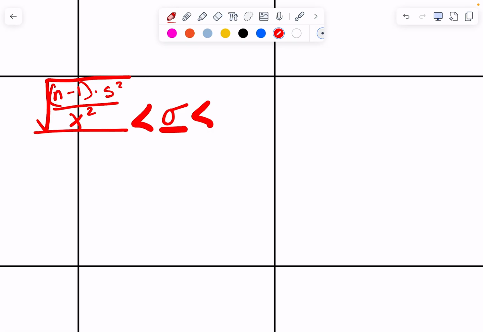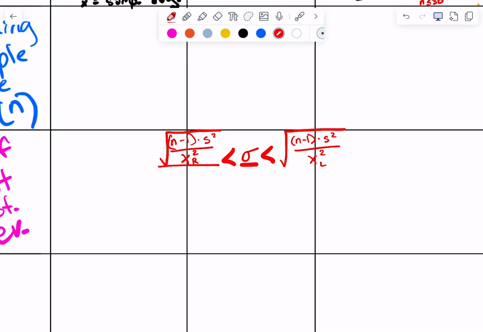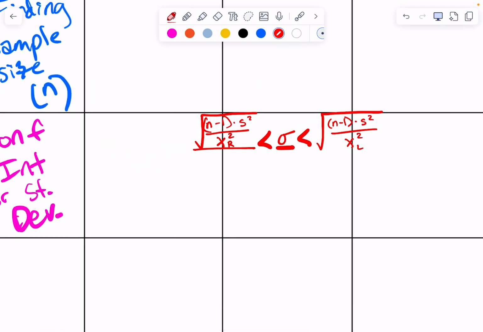Is it R or L? It's R, because the R goes on the left and the L goes on the right. And this one is the same: n minus 1 times s squared over chi squared left. This is the new formula. That's the whole thing. We don't have an error. That's the whole formula. You can make it take up two boxes. Chi squared R.